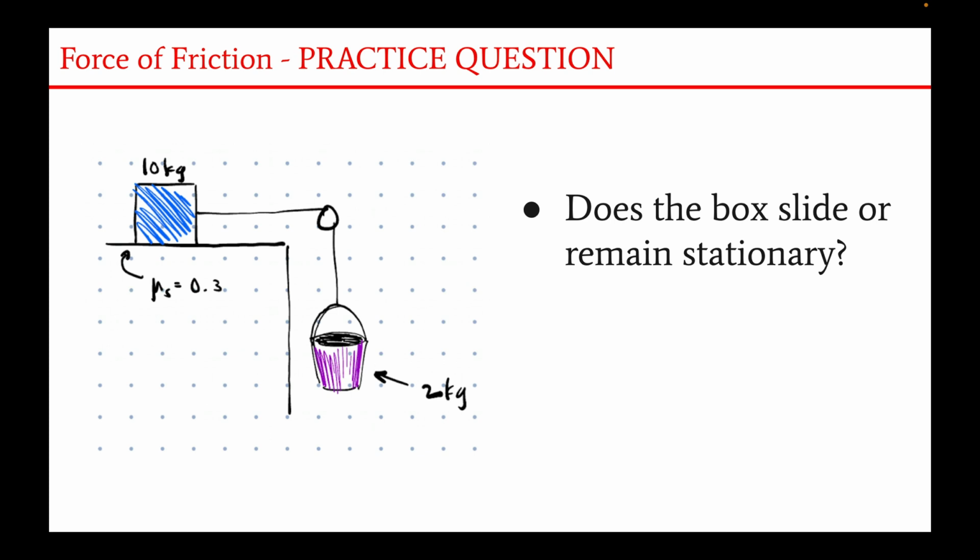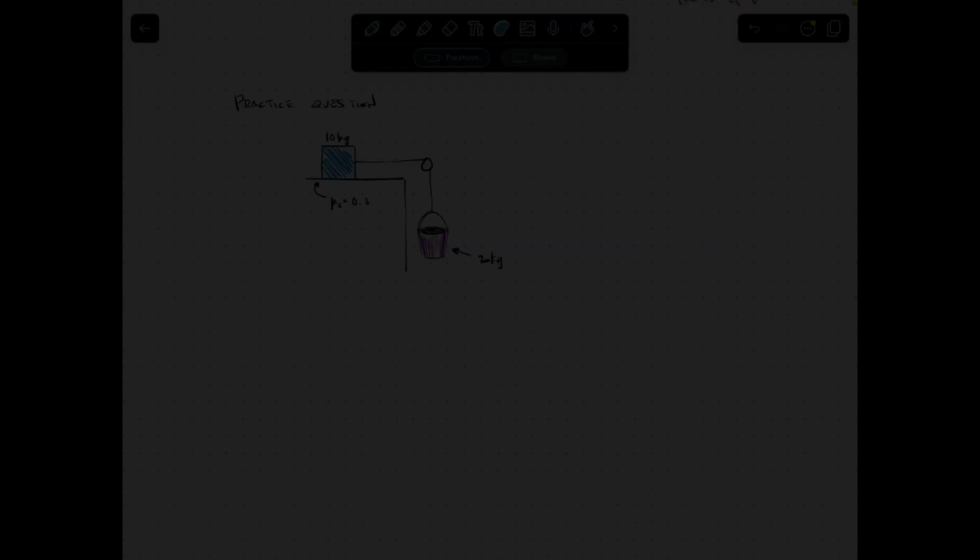We have this box sitting on a table. There's a string attached to the box that goes over a pulley, and from the rope there, a bucket is hanging. And we want to know, does this remain stationary? So let's take a look at this problem.